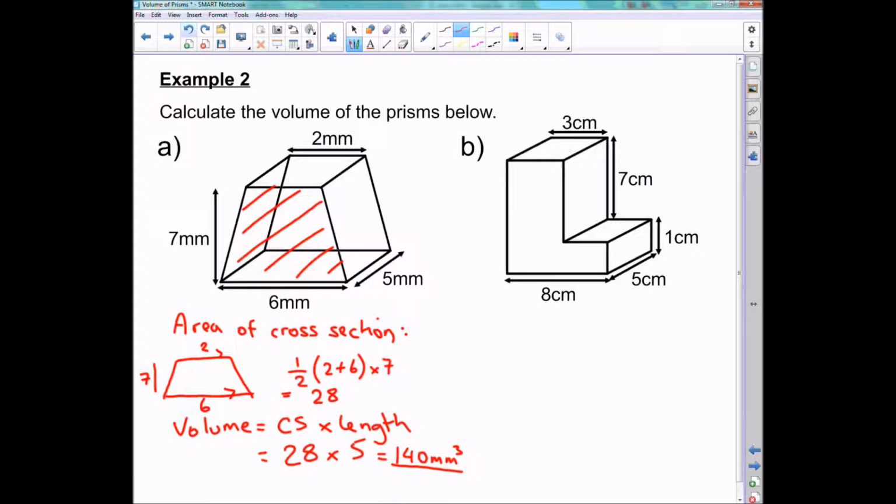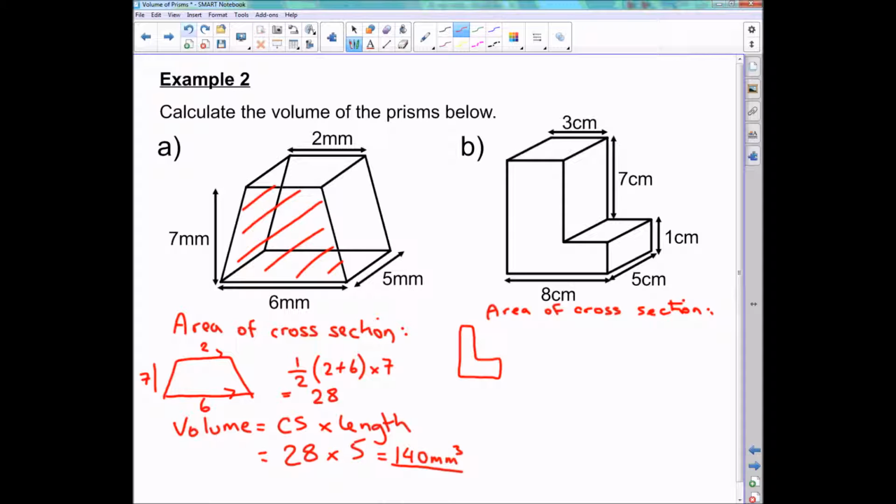Okay, so moving on to this L-shaped prism. Again, I'm going to start this question off and do this question exactly as I've done all of the other ones. I'm going to start off with the area of the cross section. Again, just as the trapezial prism I did before, I'm going to draw the diagram out, which is especially important for these compound shapes.